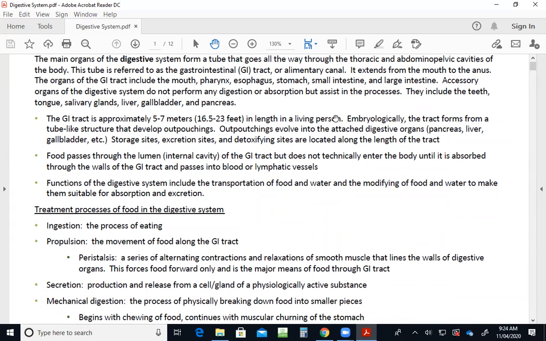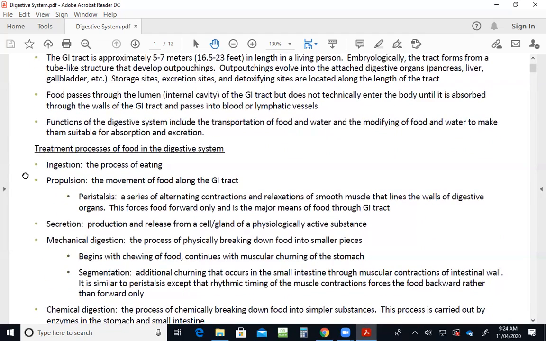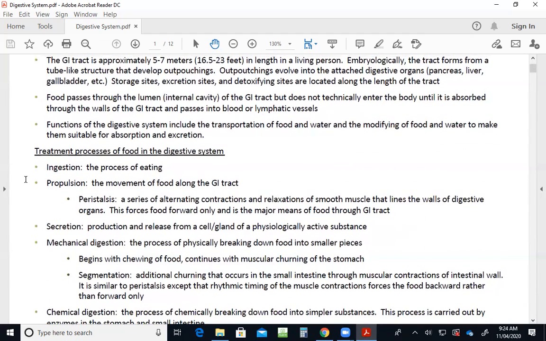I say that it's in a living person because after you pass away, the muscle in the walls of the tract relaxes, and then your tract will actually grow in length. Not that that's really that important, but your book talks a little bit about it, so I thought I'd mention it. Embryologically, our tract forms from a tube-like structure and then develops outpouchings, and these evolve into the attached digestive organs, including our pancreas, liver, and gallbladder. There are storage, excretion, and detoxifying sites located along the length of the tract. We'll be talking about the entire tract, so we'll get into all that.